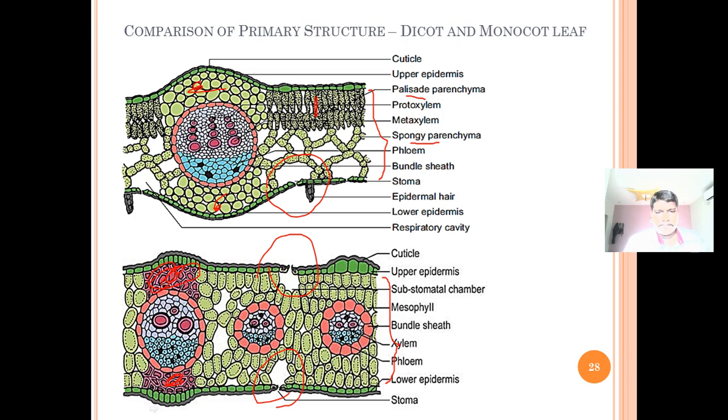And here in monocot, protoxylem and metaxylem are present. These two are metaxylem and protoxylem, and the phloem is present separately. Okay, the main important function of the leaf, everybody knows, is photosynthesis. And one more point to remember: here we call these bulliform cells, the main cells involved in rolling upon stress conditions.